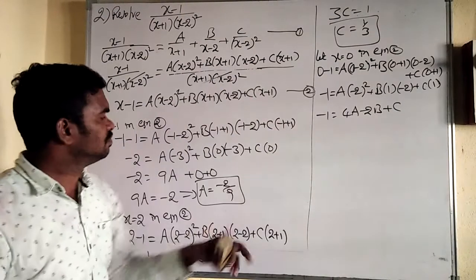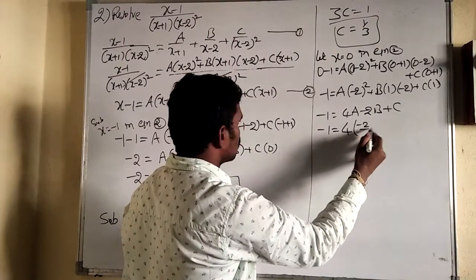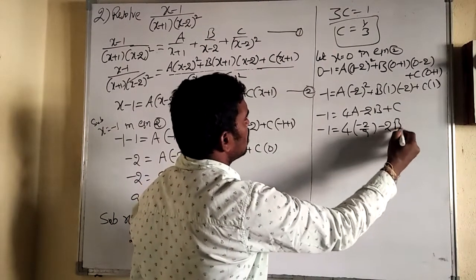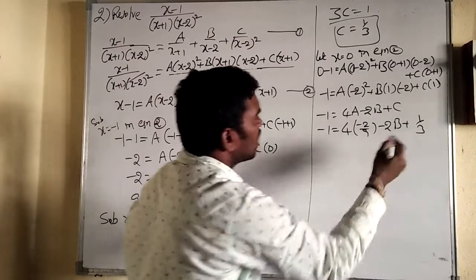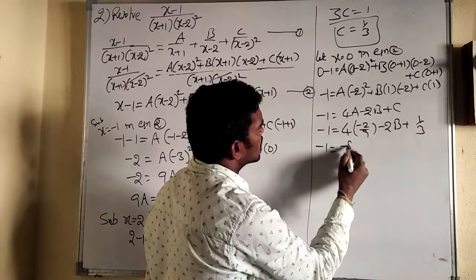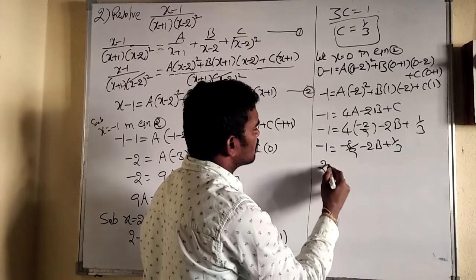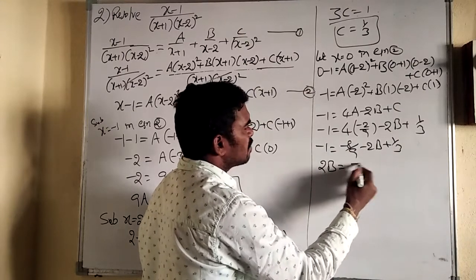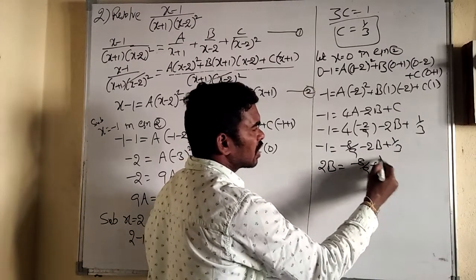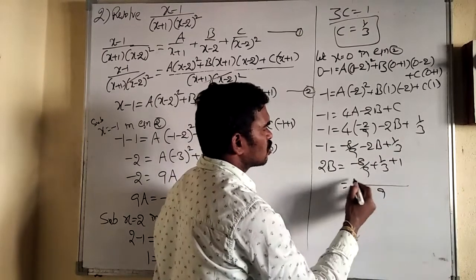Already we know the a value, that is minus 2 by 9. Substitute: 4 into minus 2 by 9 minus 2b plus c value 1 by 3. Simplify this, we get the b value. So minus 1 equals 4 into minus 2 by 9, that is minus 8 by 9, minus 2b plus 1 by 3. Minus 2b brought to the left side becomes plus 2b, and minus 8 by 9 is already there. 1 by 3 is already on the right side, and minus 1 on the right becomes plus 1.